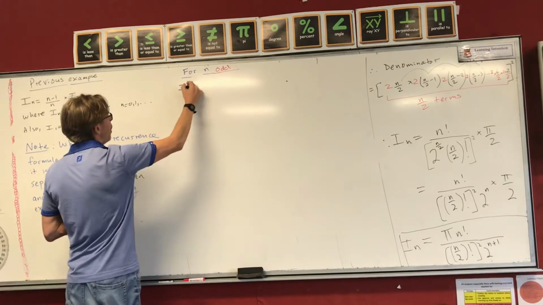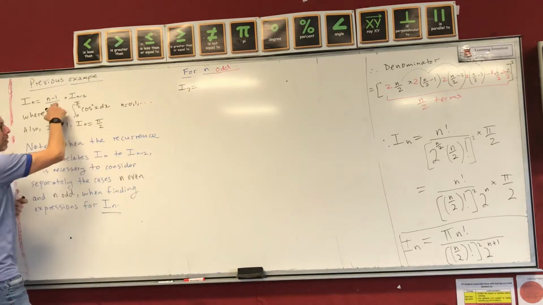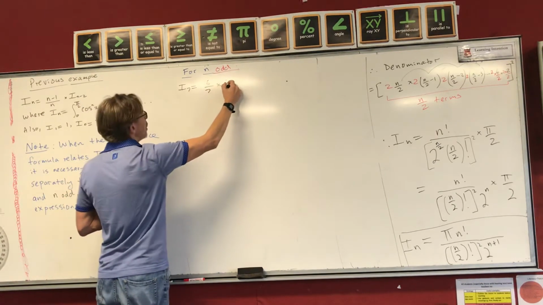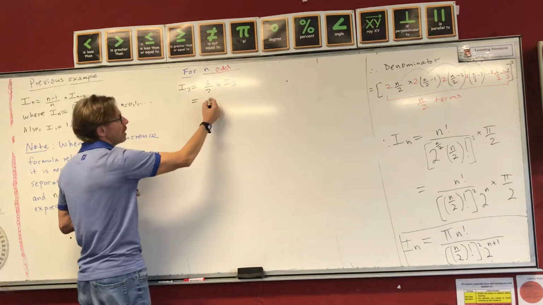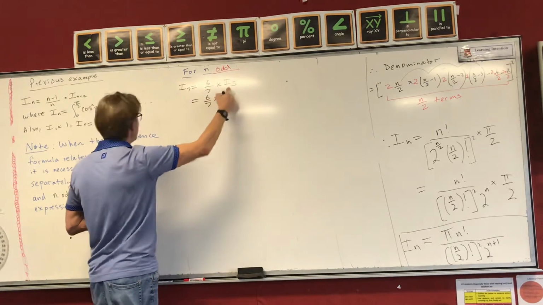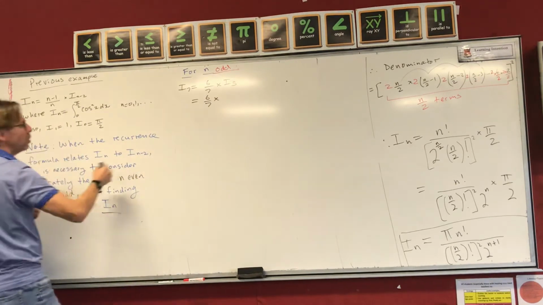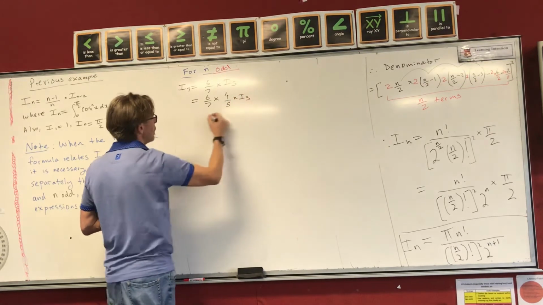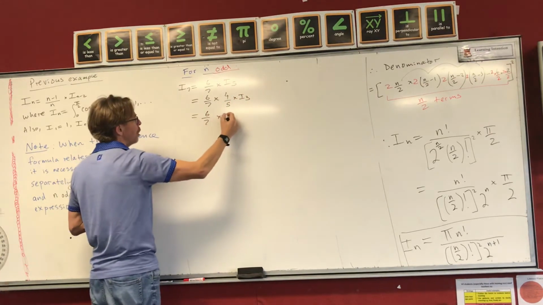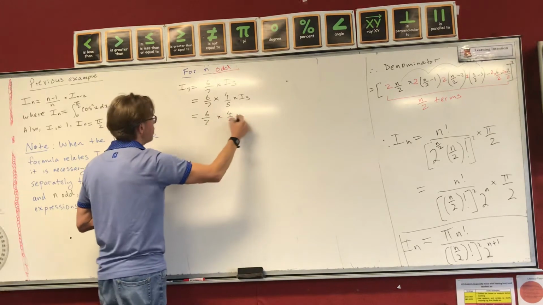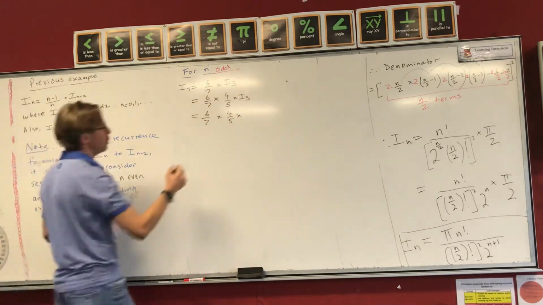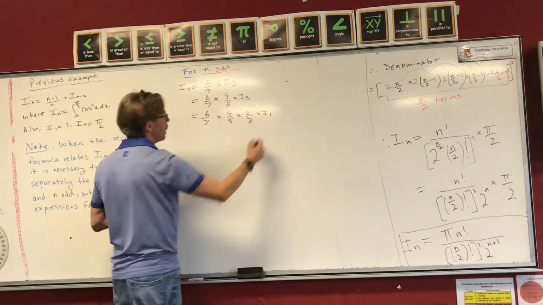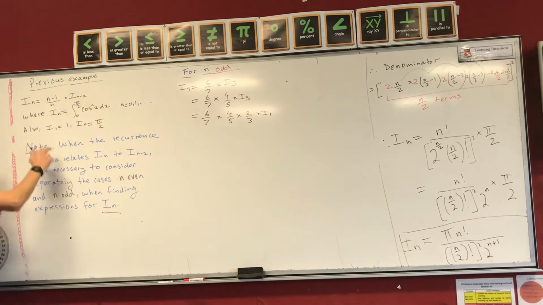Let's just say I had I7. I7 is 7 minus 1, which is 6, over 7 times by I5. Now, that's 6 over 7 times by what's I5? Well, it's going to be 4 over 5 times I3. That's 6 over 7 times 4 over 5 times that was I3. I3 is 3 minus 1 is 2, 2 over 3, and then times by I1. Now remember, we said I1 was 1, didn't we?